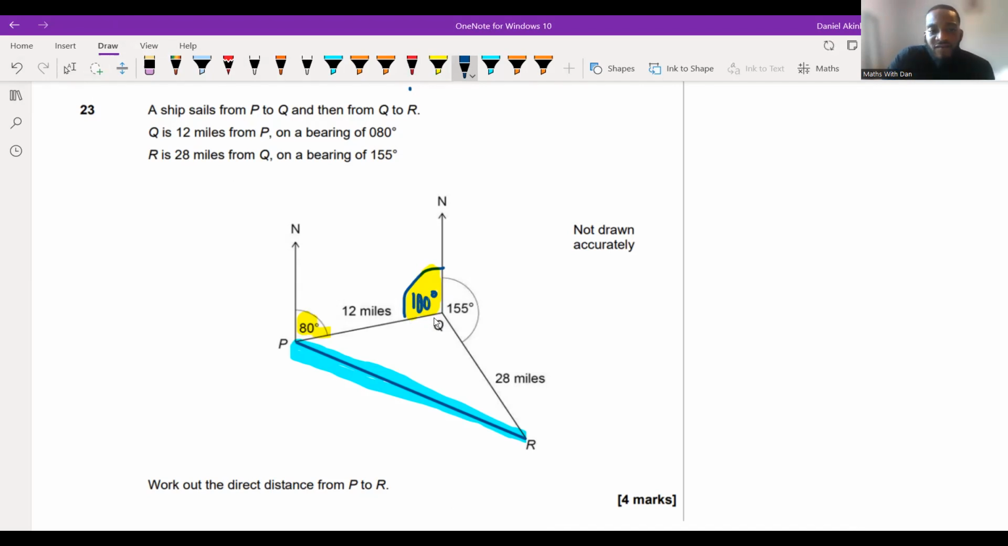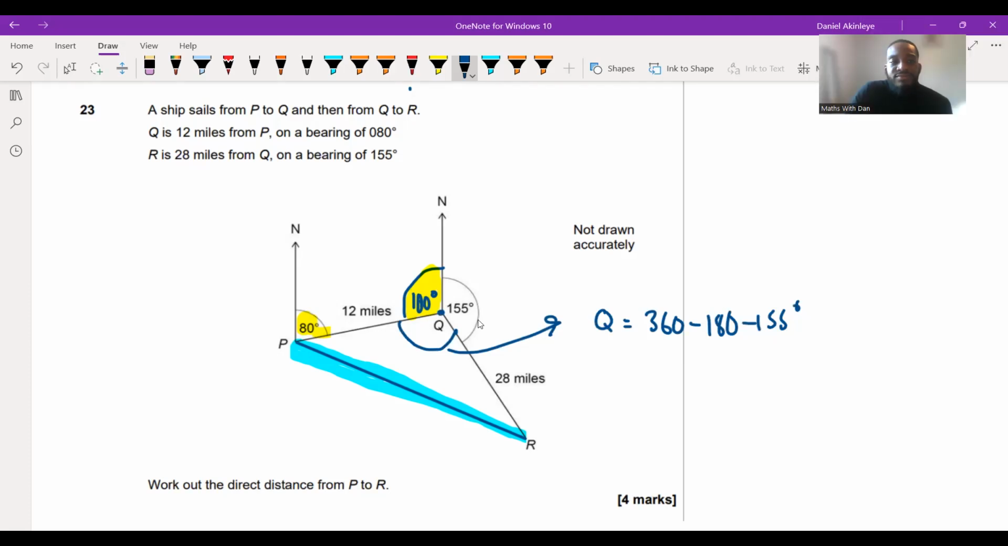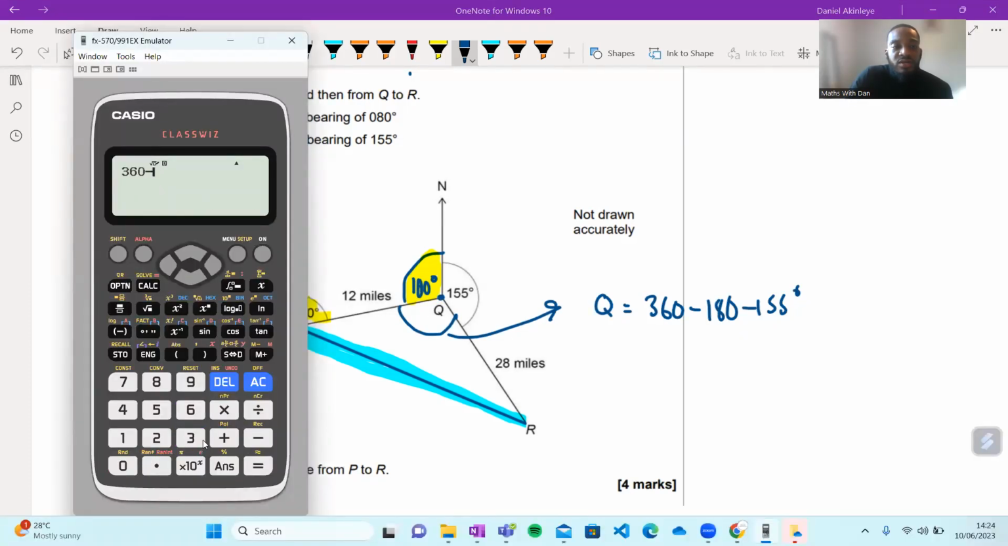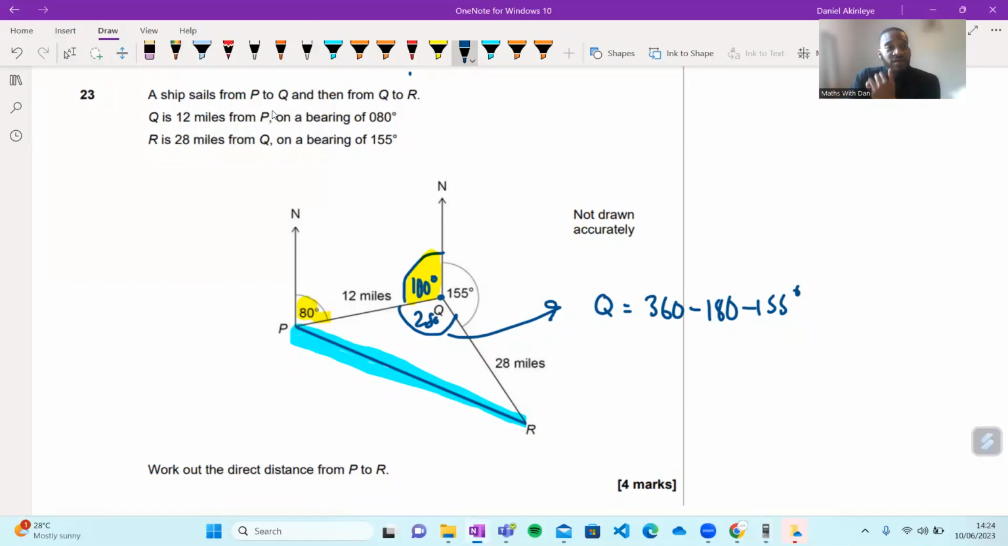Now, all of a sudden, I've got a point here, and I've got this missing angle, which I can now calculate because angles about a point make 360. So this angle Q here is just going to be 360 minus 180 minus 155. So if I get my calculator, 360 minus 180 minus 155 is equal to 25 degrees, isn't it? This is equal to 25 degrees. So if that's 25 degrees, let me just do this a bit more clearly. This is 25 degrees here.